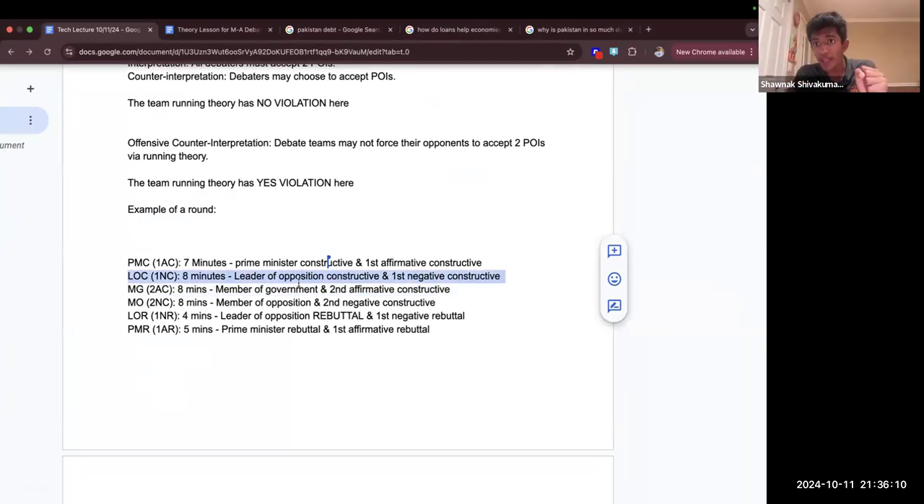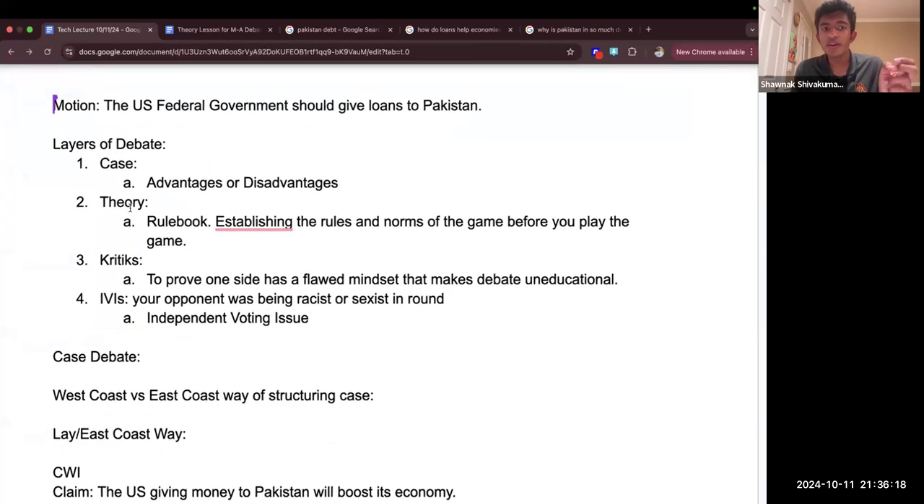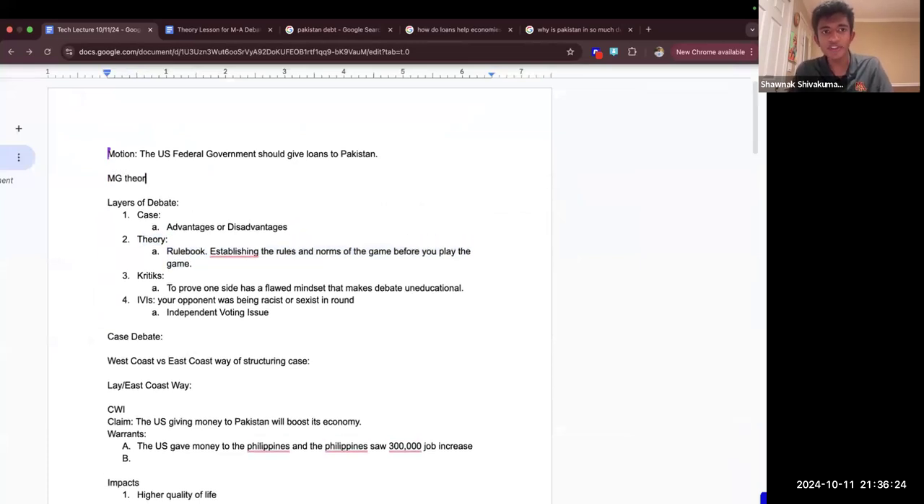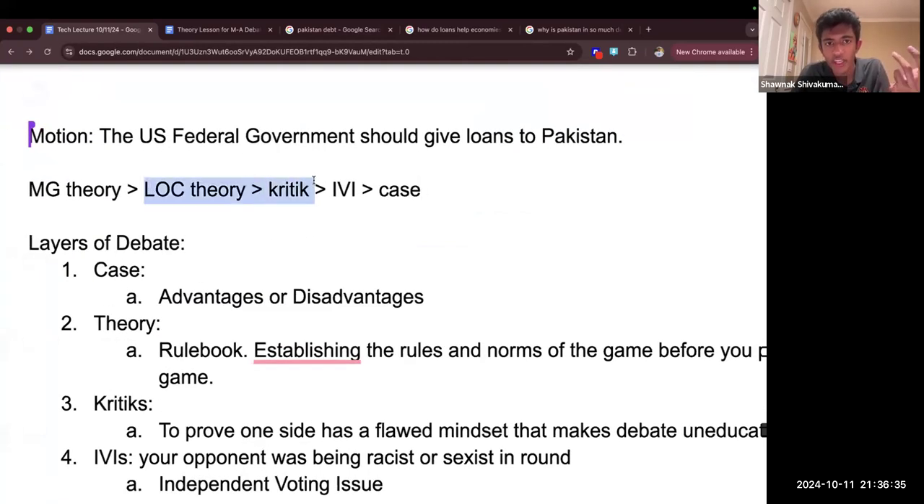And the round ends when the top layer is resolved. For most judges and tech judges, let's say the layering is MG theory comes before LOC theory, comes before critique, comes before an IVI, comes before a case. If the negative is winning LOC theory, winning the critique, winning IVIs, winning case, but they're losing MG theory, they lose the round. Most of the time, it's not going to be this insane. Most of the time, it's literally just going to be like this.